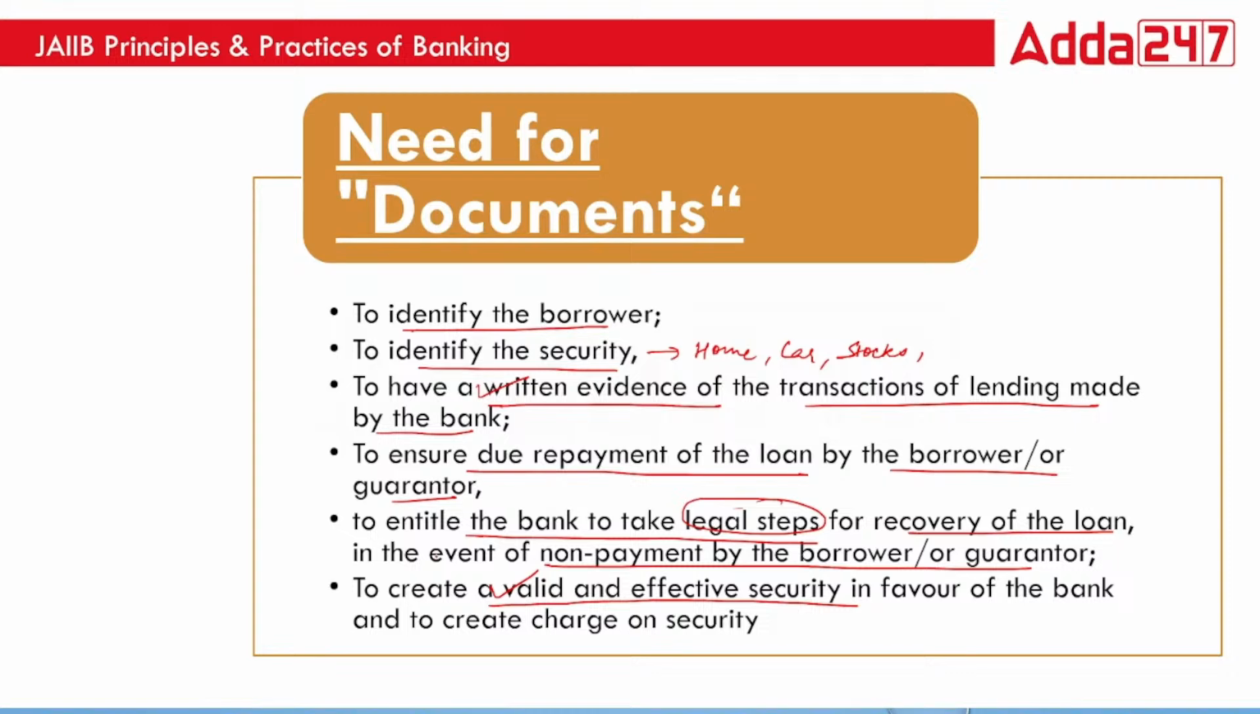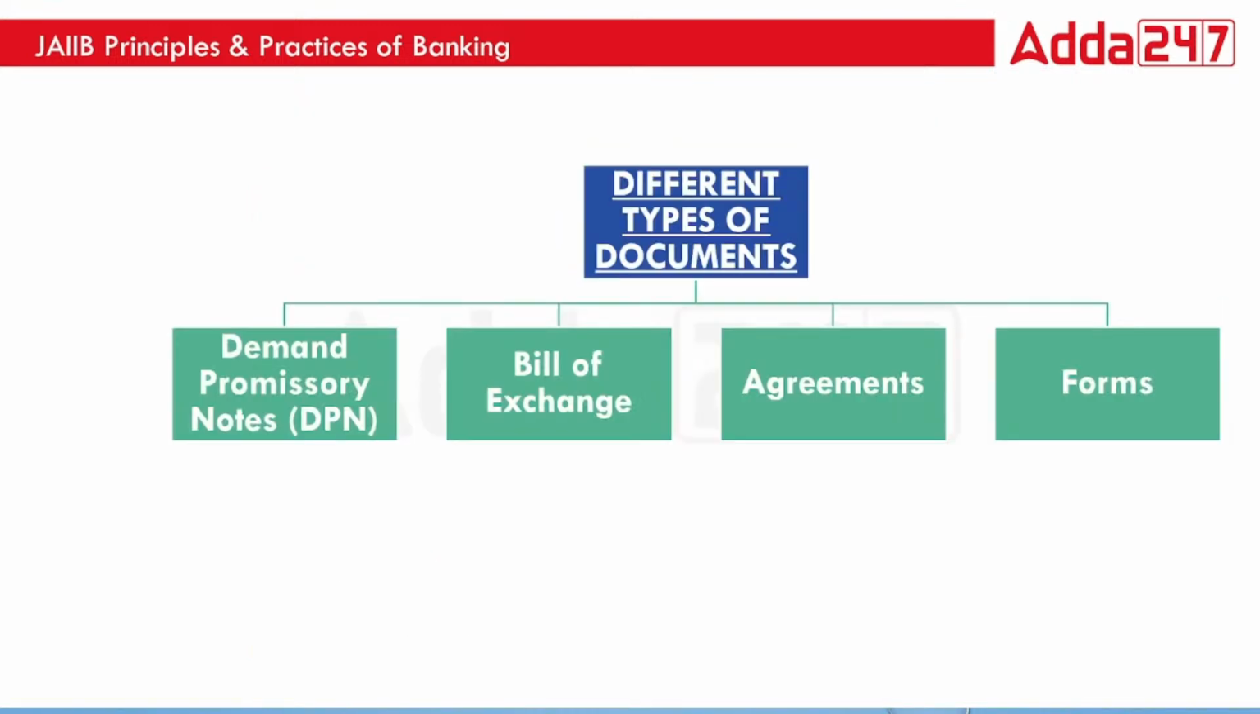Now these are different types of documents that we generally take: demand promissory notes, bill of exchange, agreements, and forms. In demand promissory note, we usually take demand promissory note when we are giving demand loans and the time period is not clearly defined. So this is mainly for demand loans.